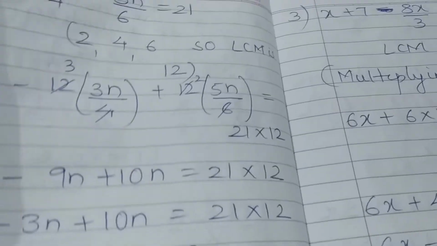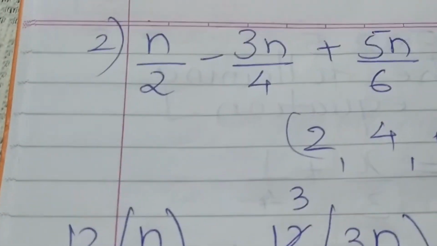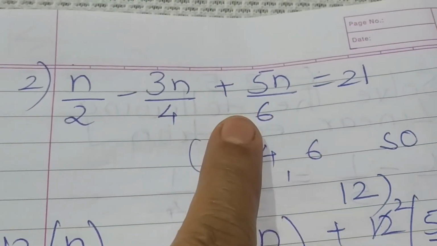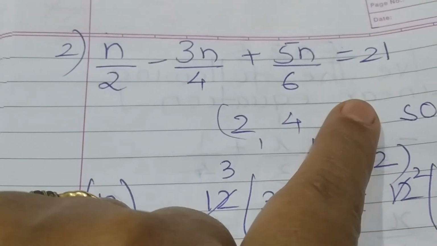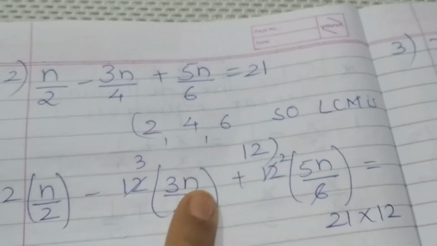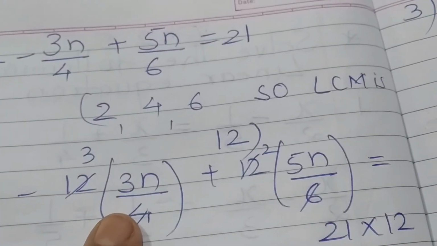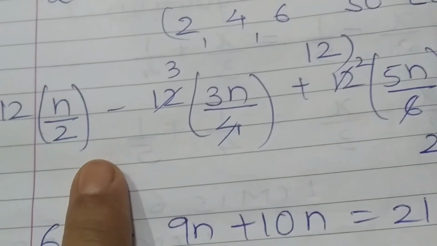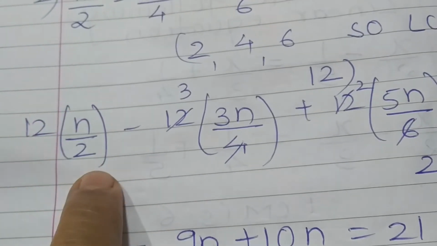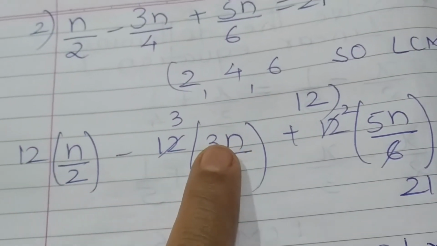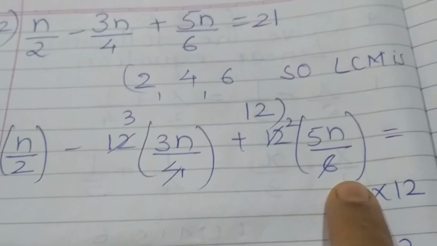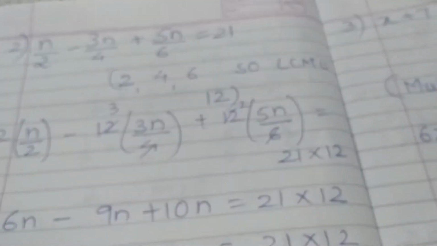Second one. n upon 2 minus 3n upon 4 plus 5n upon 6 equal to 21. 2, 4, 6. So the LCM is 12. Least common multiple. Multiply all the sides by the LCM. 12 into n upon 2 minus 12 into 3n upon 4 plus 12 into 5n upon 6. Right hand side 12 into 21.